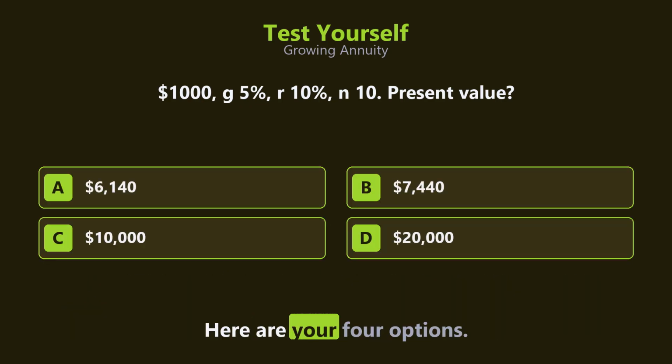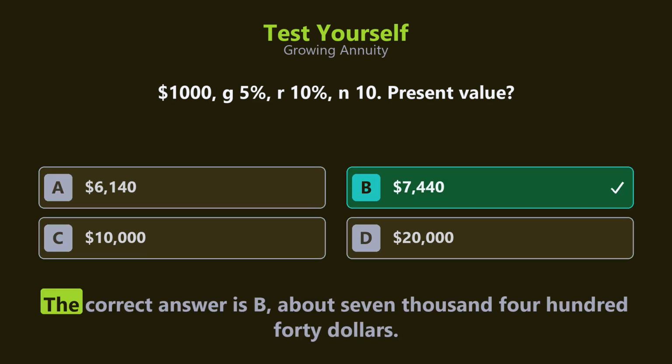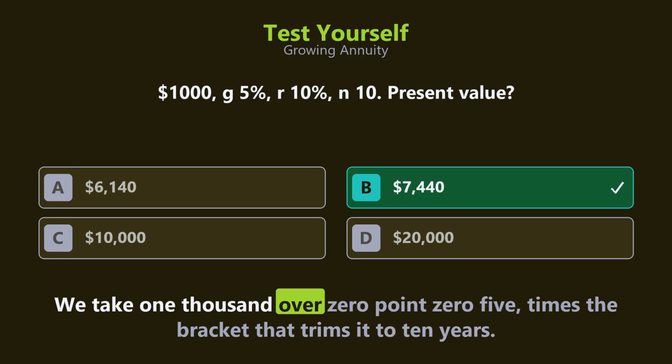Here are your 4 options. Pause the video and solve it now. The correct answer is B, about $7,440. We take 1,000 over 0.05 times the bracket that trims it to 10 years.